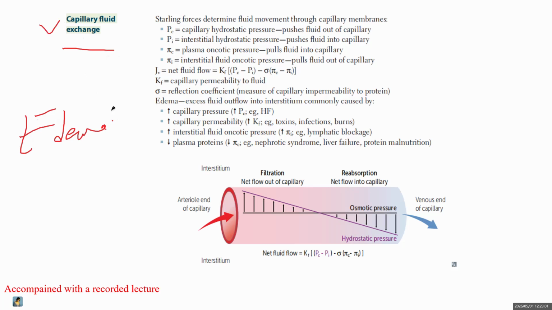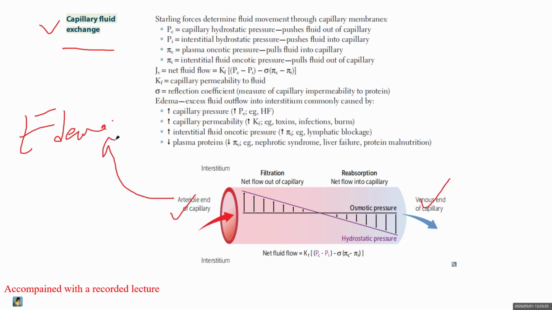Students often try to memorize the Starling forces as four separate pressures, but the topic becomes much easier when we understand the logic first. So in this lecture, I will explain it in a smooth sequence. First, we will understand why the fluid moves at all. Then we will understand the four Starling forces. Then we will connect them into the Starling equation. After that, we will understand what happens at the arterial end and the venous end. And finally, we will connect everything to edema and some of its causes too.